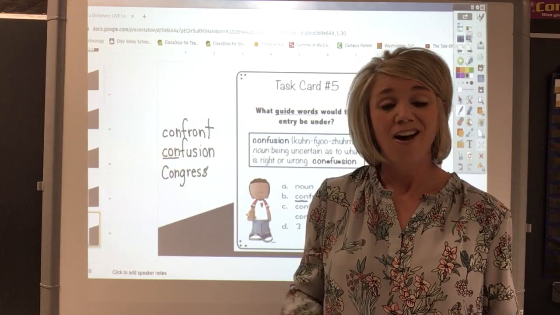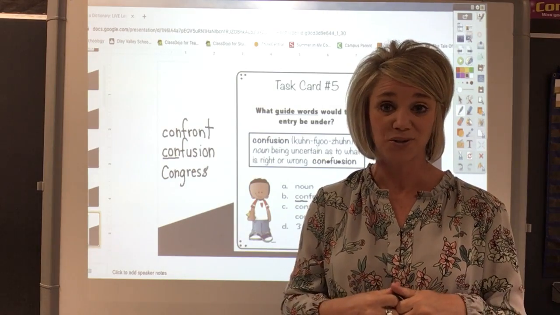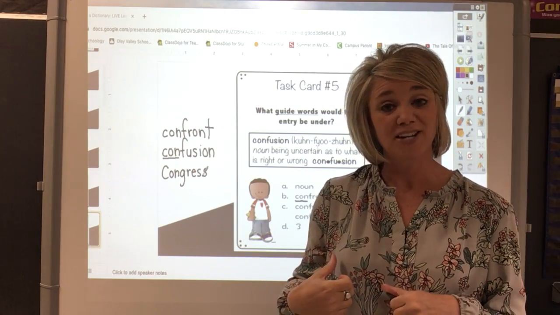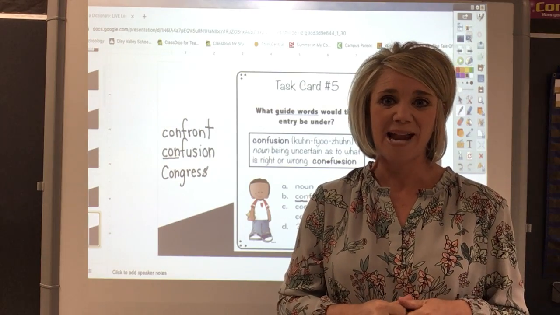There you have it, all of the parts of a dictionary entry. Use this information to complete your work for today.